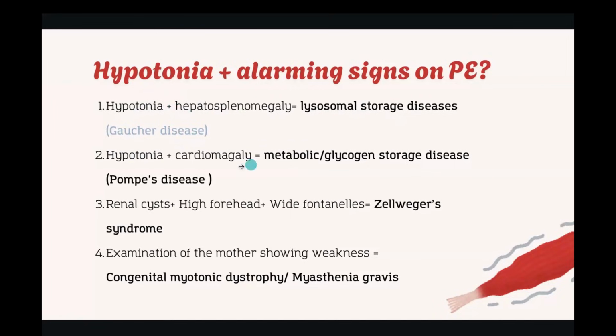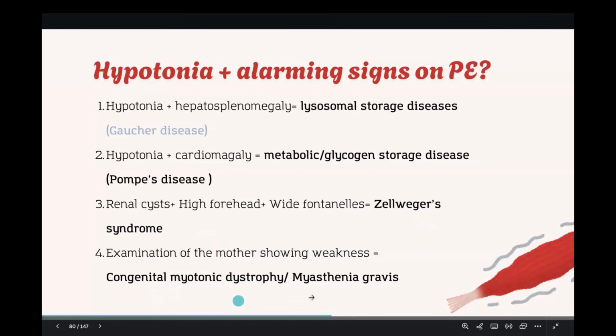On the other hand, when we have hypotonia plus cardiomegaly, if you guys remember, this is Pompe disease or metabolic glycogen storage disease. Third, when you have hypotonia, renal cysts, high forehead, and wide fontanelles, this is Zellweger's syndrome. Finally, if I saw a patient with hypotonia and when I examined the mother she also showed weakness, this is most likely an inherited disorder or a disorder where autoantibodies can be passed from the mother to child, meaning either congenital myotonic dystrophy, we're going to talk about this, or myasthenia gravis.